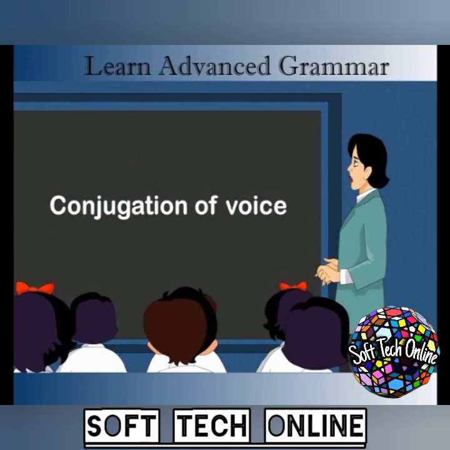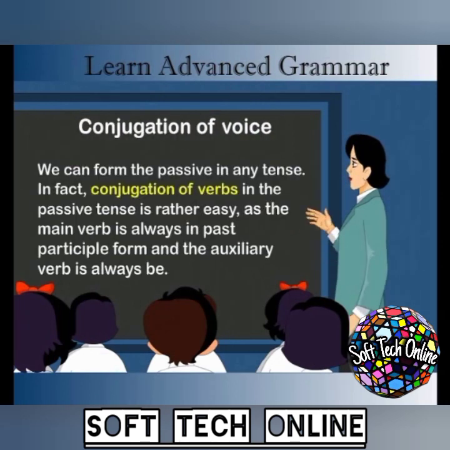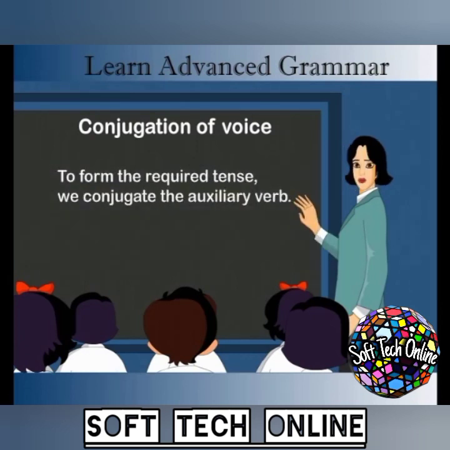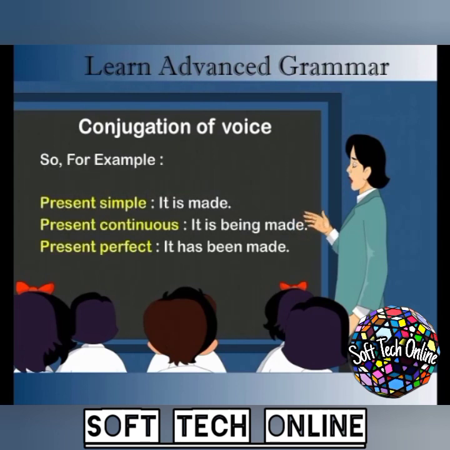Conjugation of voice. We can form the passive in any tense. In fact, conjugation of verbs in the passive tense is rather easy, as the main verb is always in past participle form and the auxiliary verb is always be. To form the required tense, we conjugate the auxiliary verb. So, for example, present simple, it is made. Present continuous, it is being made. Present perfect, it has been made.